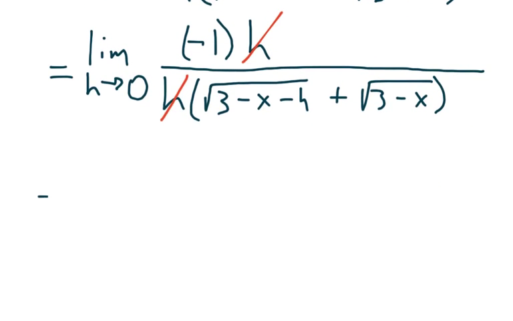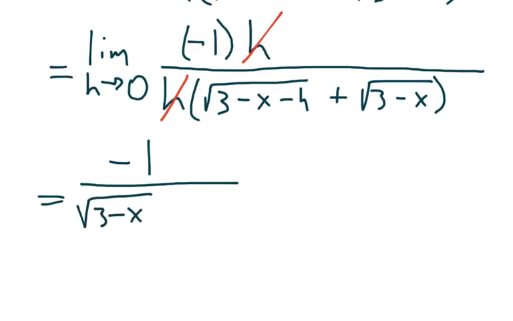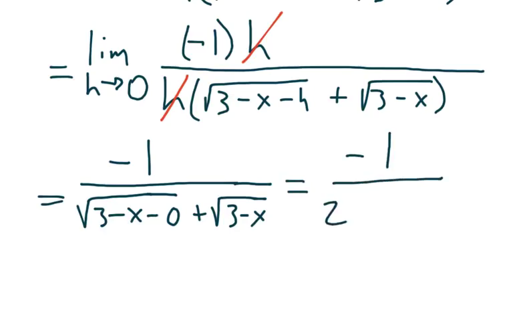That leaves us with negative 1 in the numerator, and as h approaches 0, the square root of 3 minus x minus 0 plus the square root of 3 minus x in the denominator. Since 3 minus x minus 0 is the same thing as 3 minus x, we can simplify this as minus 1 over 2 times the square root of 3 minus x. That's our derivative.